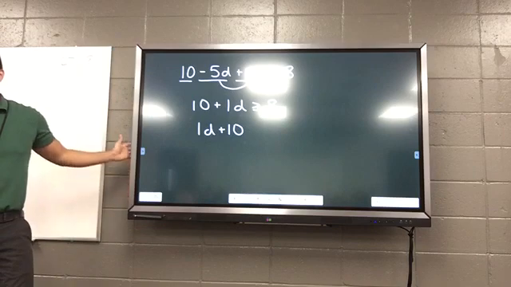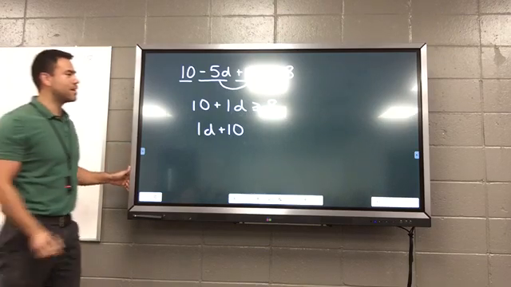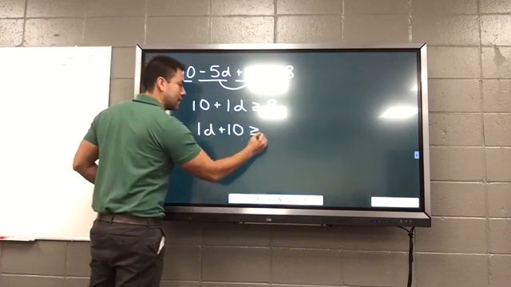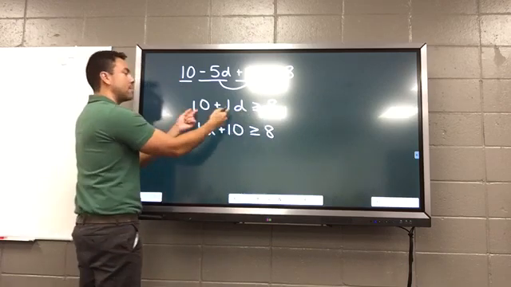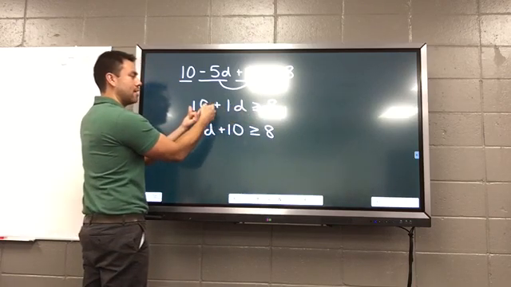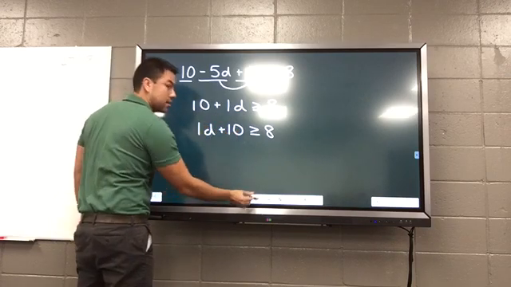You can. Why? Symmetric. I heard it. Commutative property. You could write it either like this or you can write it like this. It doesn't matter because what's happening with 10 and 1D? They're being added. So can I switch the order of the addends? Yes, I can. Okay, first question.